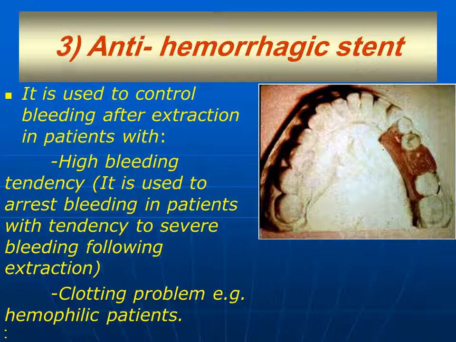Third type is called hemostatic stent. This type of stent is used to control bleeding after extraction in patients with high bleeding tendency. That's to say, it's used to arrest bleeding in patients who have a tendency to severe bleeding following extraction. Also, it is used in patients with clotting problems, as in hemophilic patients as well as parahemophilic patients. As you all know, there are factors responsible for clotting. If factor 8 is missing, we call it hemophilic patients. If factor 5 is missing, we call it parahemophilic patients.